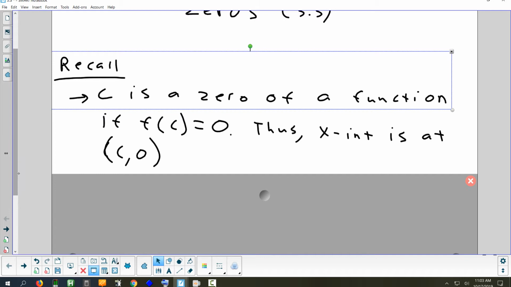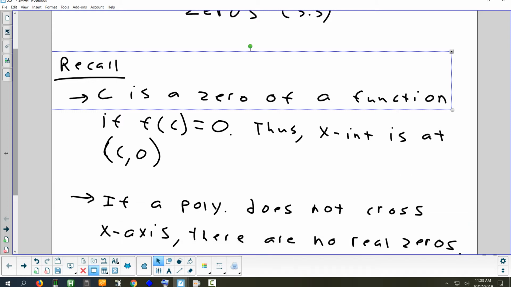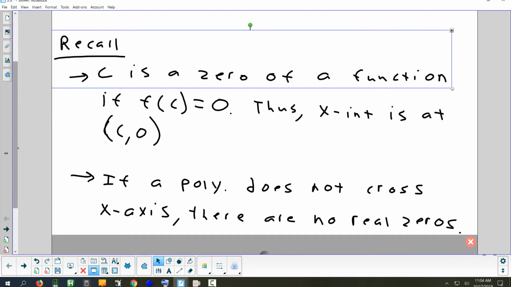Any question on that idea? Those two go together. Roots and x-intercepts are really the same thing. Now, if you graph a polynomial, or any kind of function, and it never crosses the x-axis, it doesn't mean that your problem doesn't have any answers. It just means that your problem has no real answers. Okay?